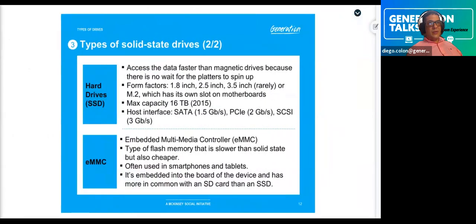Next are the solid state drives, the ones that are available out there. You have the SATA interfaces and the PCIe, even SCSI SSD drives. Anyone want to tell me the difference between a SATA connector and a PATA connector?